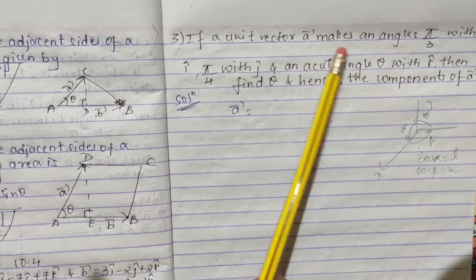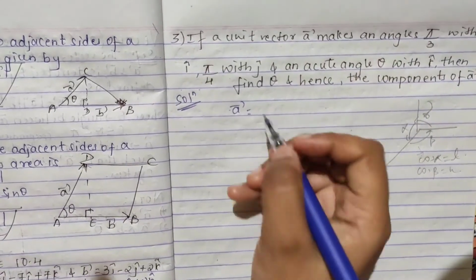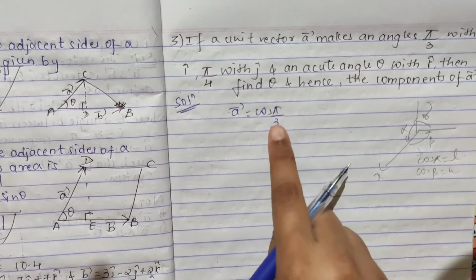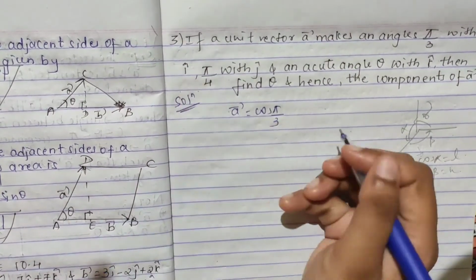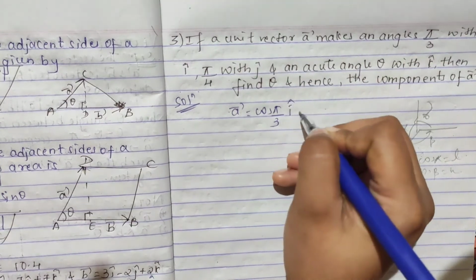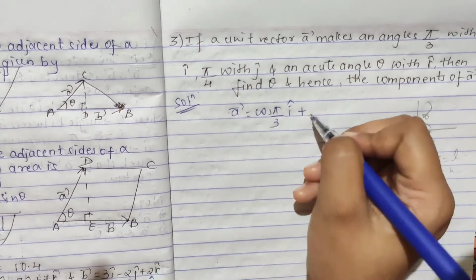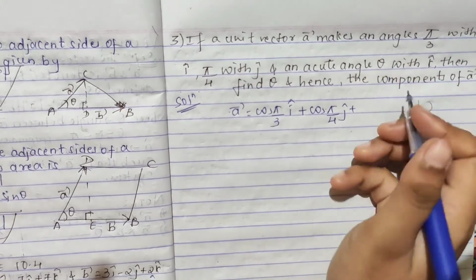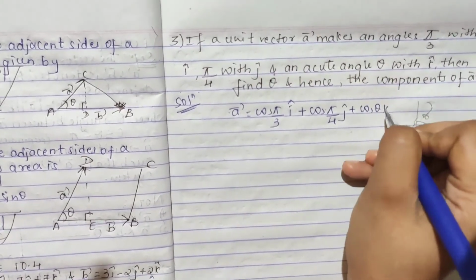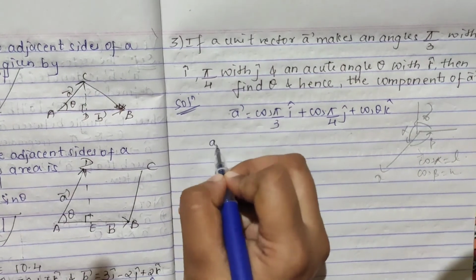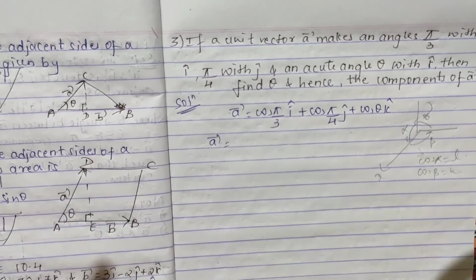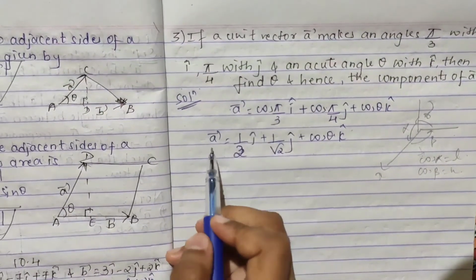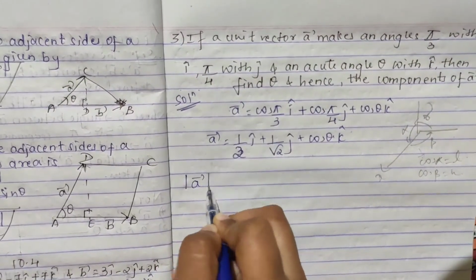Now they are telling you it makes an angle pi by 3, so I can write cos of pi by 3 with I cap, plus cos pi by 4 with j cap, and for some angle theta, I can write cos theta with k cap, right? So now what is your cos pi by 3? 1 by 2, cos pi by 4. So you have found your vector A. Now we have to find the modulus of vector A, right?